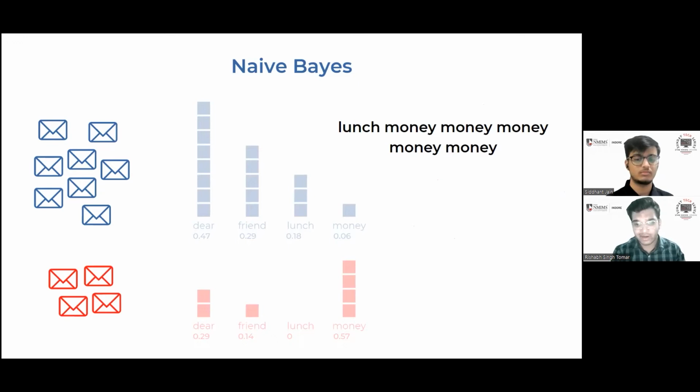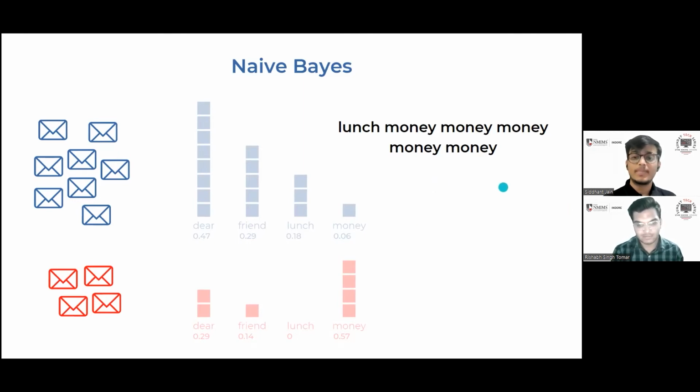This time, we are trying to classify this message: "lunch, money, money, money, money, money." This message contains money 5 times. The probability to see the word money in a spam message is much higher than that to see it in a normal message. Then it seems reasonable to predict that this message will end up being a spam message.